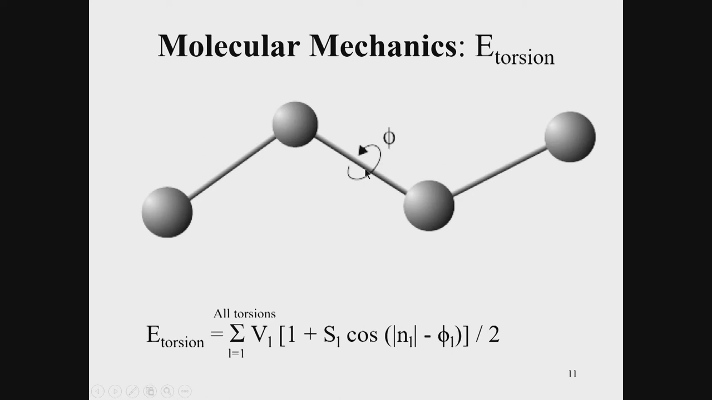And the importance of this is that it changes the shape of the molecule a tremendous amount, having it stretched out like this or compressed like this. Unfortunately, we've run out of tricks that we can use to simplify the math, and we're stuck with this fairly complicated equation to calculate the energy of a torsion angle.